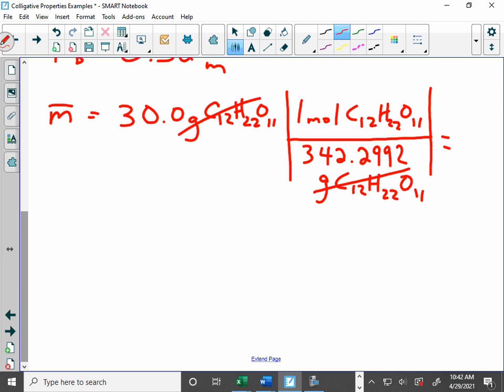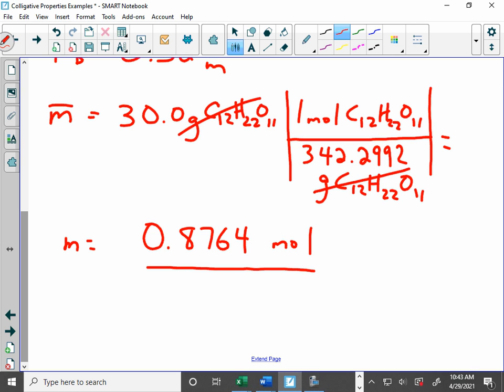So let me grab my calculator. Okay. 30.0 divided by 342.2992, and that gives me a value of 0.8764 moles. Now, I don't want just the moles, I wanted the molality. So I know that molality, little m, is equal to my number of moles over my kilograms of my solvent. Well, in the problem, it told me that I had 100 grams. So how many kilograms is that? 0.1.